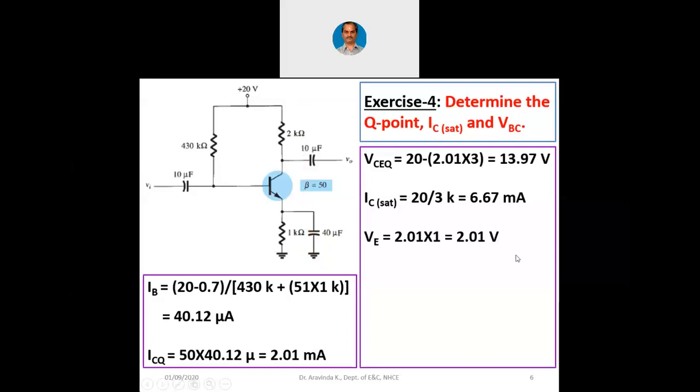Now let me go further. We have to find out VE. VE is 2.01 into 1K. 2.01 milliampere is the current. We assume that IC equals IE. So into that 1K, that milli and kilo I have not put. So VE is 2.01 volts. At the collector, VCE is 13.97 volts. At the emitter it is 2.01 volts. So totally collector voltage with respect to ground is 13.97 plus 2.01, that is 15.98 volts.